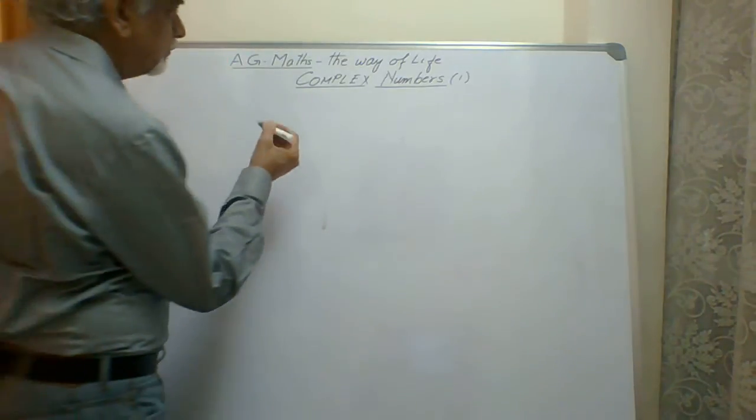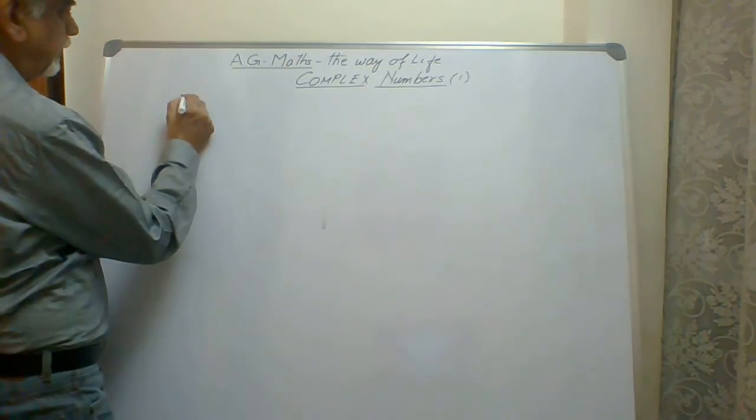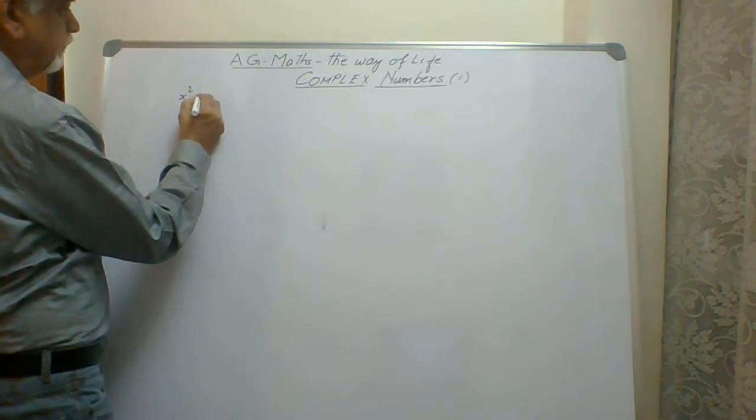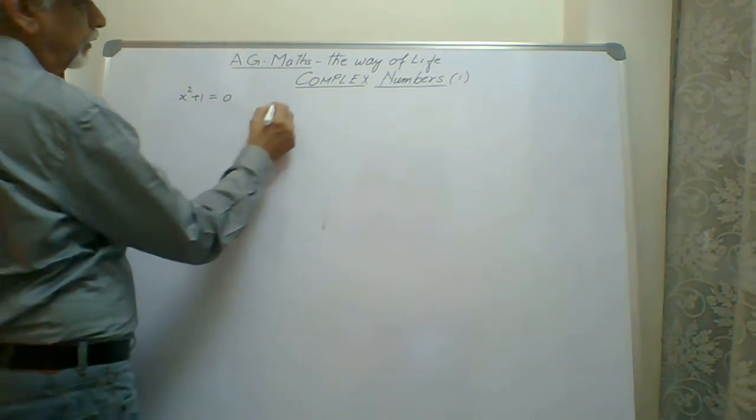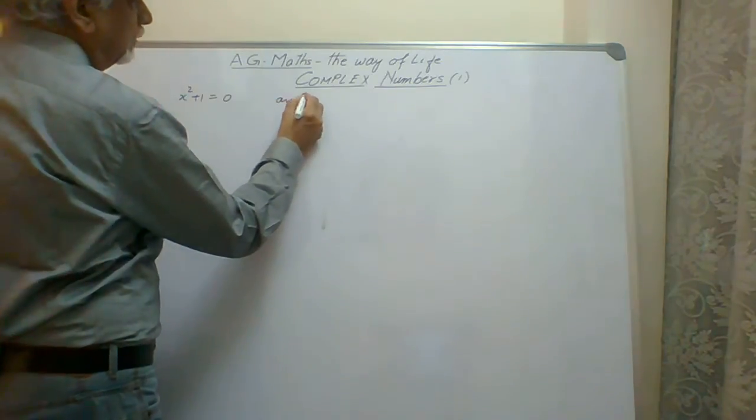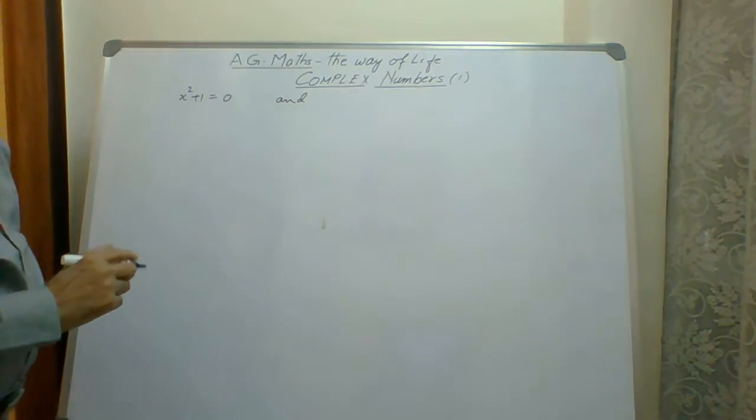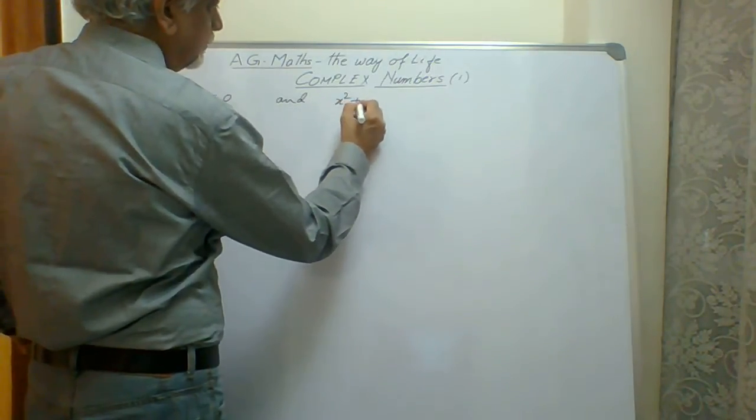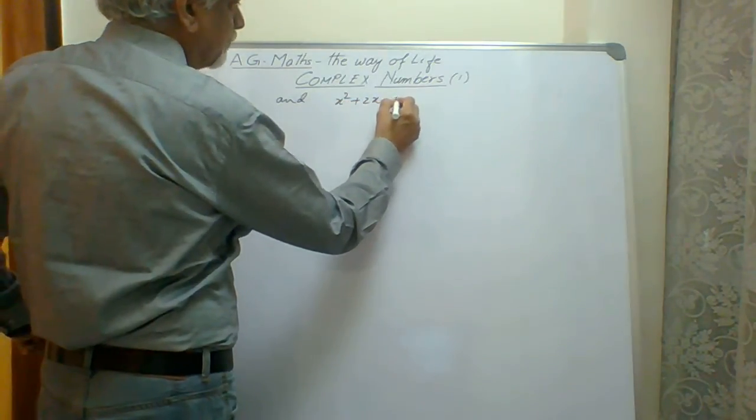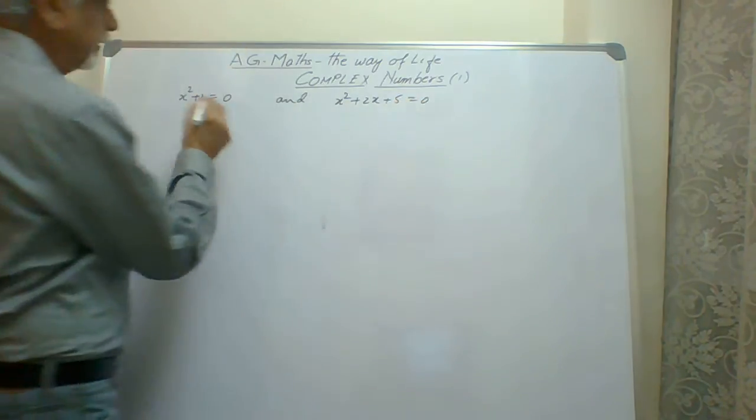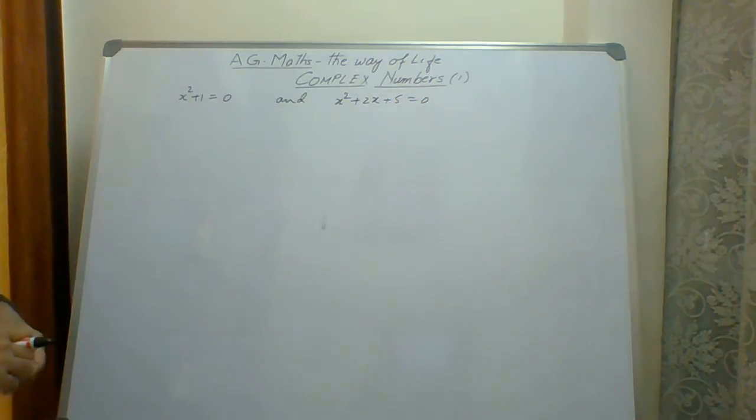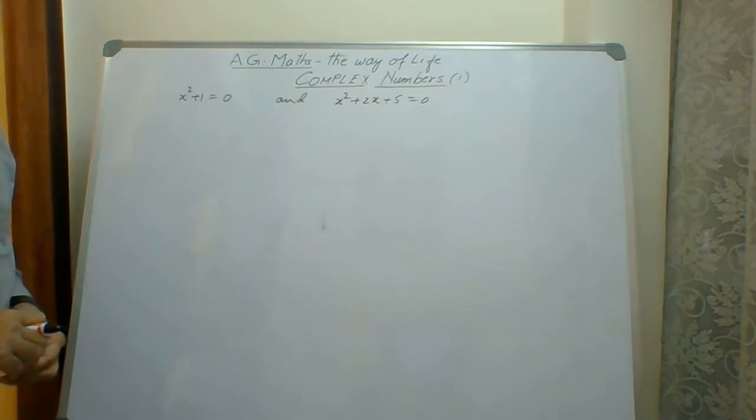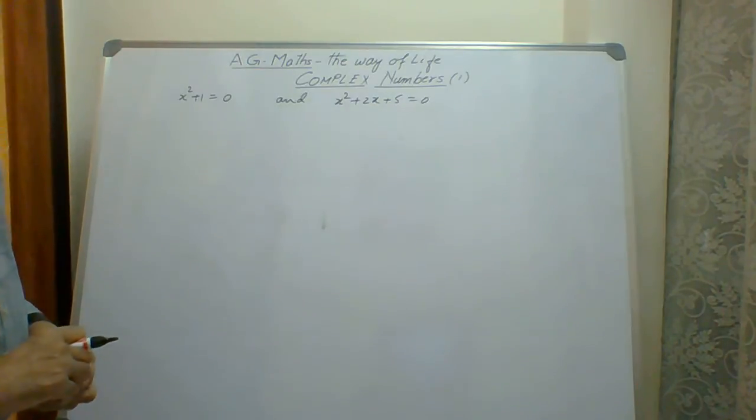When we try to solve problems like x square plus 1 is equal to 0 and another problem of x square plus 2x plus 5 is equal to 0. These are quadratic equations, and in a quadratic we'll get two values of the unknown variable.